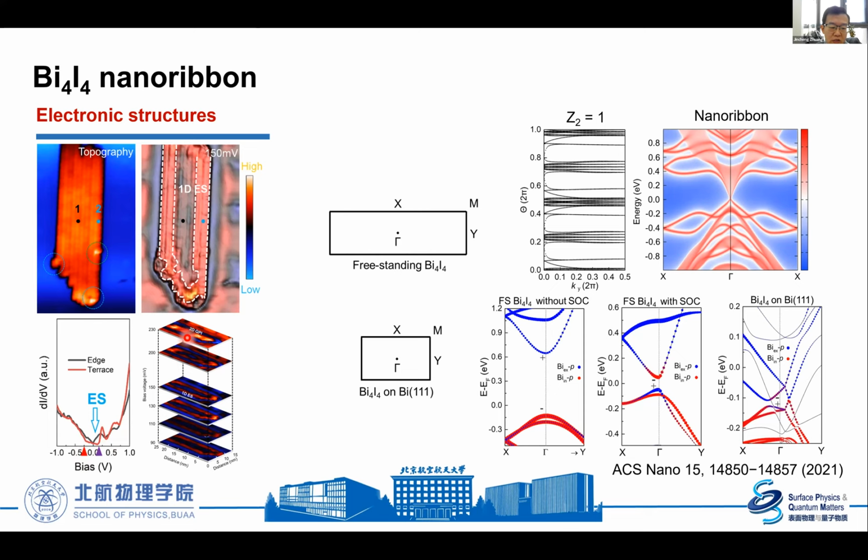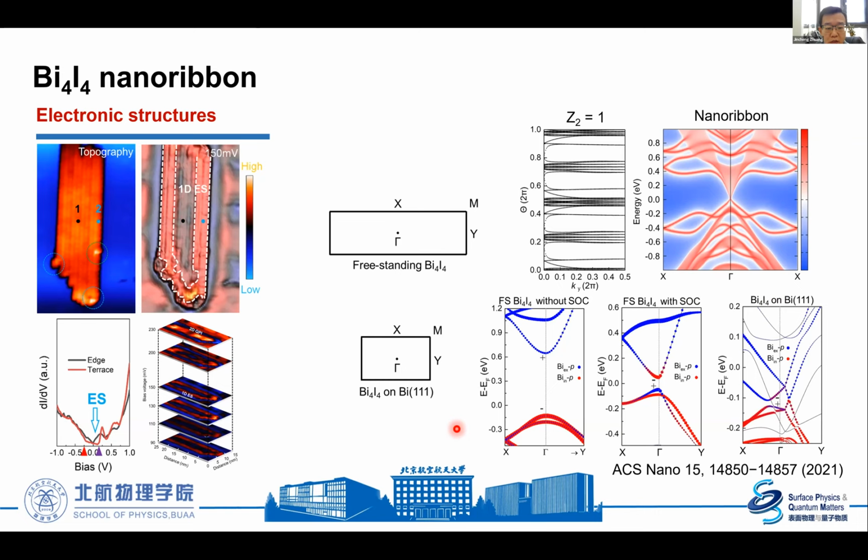Then we perform the first principle calculations of our nanoribbon case. For the monolayer case, the Z2 equals one. And for the nanoribbon case, we see the linear energy momentum dispersion band structure. And after taking the spin orbital coupling strength into account, we see the band inversion still happens for the Bismuth iodide nanoribbon on the Bismuth 1-1 thin film. So our DFT calculations are consistent with our experiment results, indicating the topological non-trivial nature of our fabricated nanoribbons.